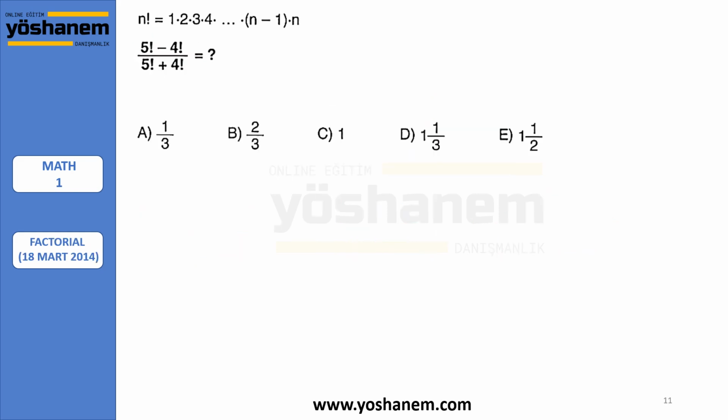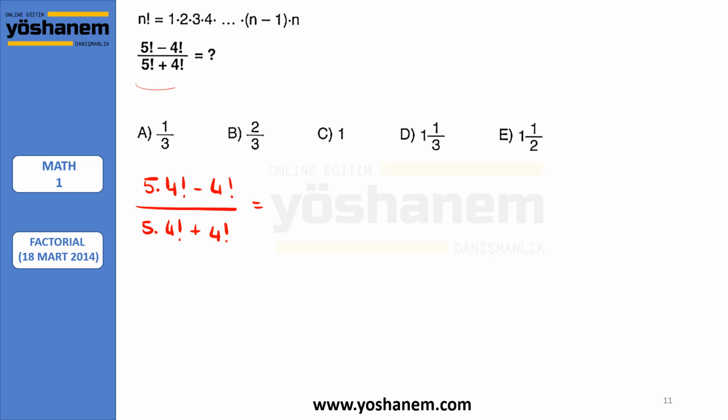This one is from 2014 and you know it looks very easy. It says 5 factorial minus 4 factorial divided by 5 factorial plus 4 factorial. 4 factorial is the smaller, so let's solve this. 5 times 4 factorial minus 4 factorial divided by 5 times 4 factorial plus 4 factorial.